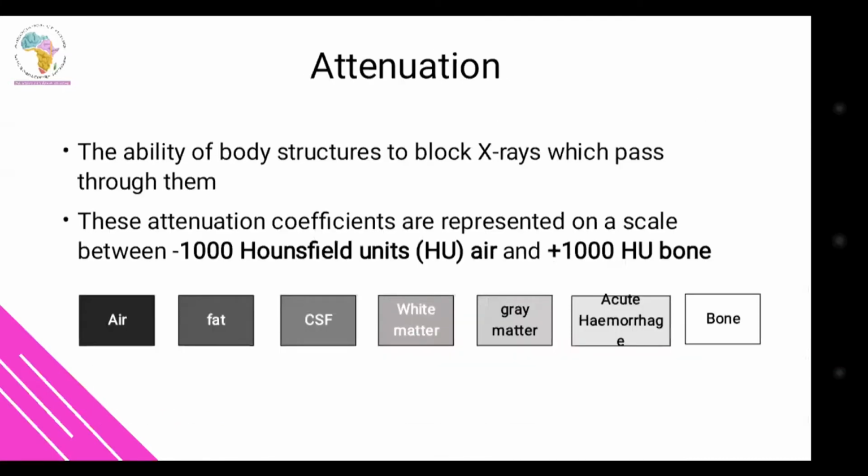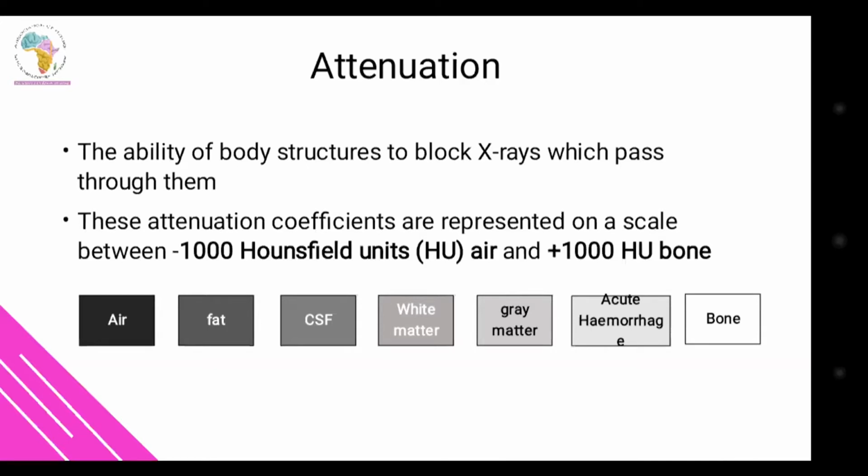Now, we talked initially about how the CT scan works. That is, you have collimated X-rays which are projected upon a person, and the detector detects them and sends an image to the computer screen. Now, that ability of the different body structures to block or absorb the X-ray which passes through them is called attenuation. Based on that degree of attenuation, different structures will have different colors on imaging. And those different colors, we term them densities.